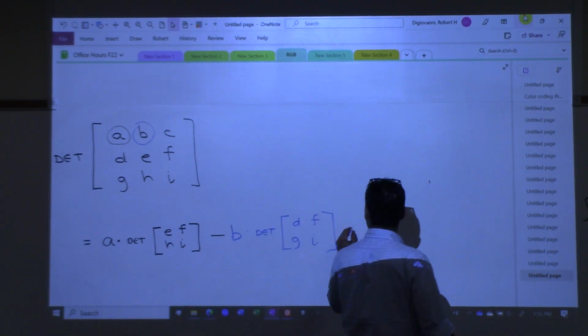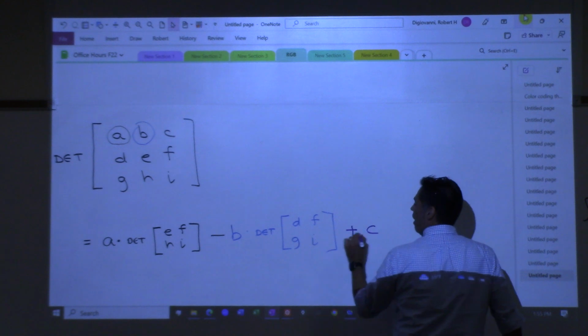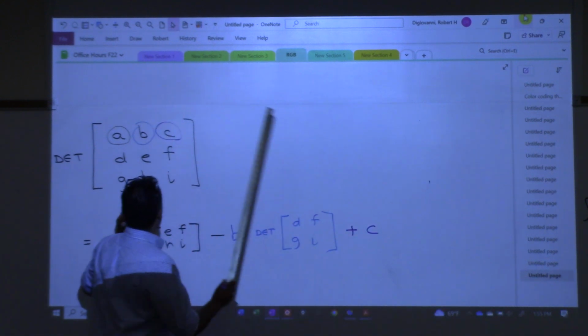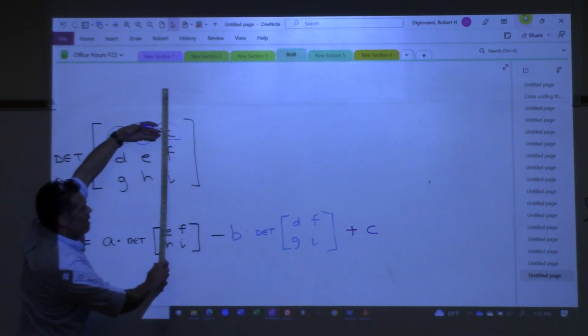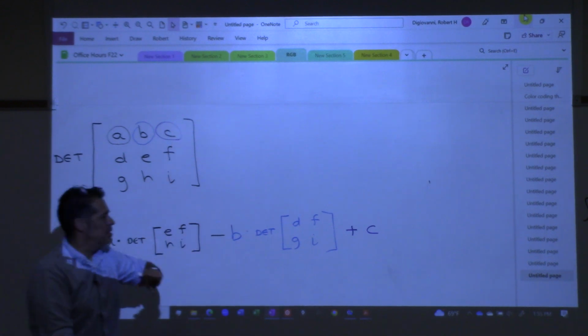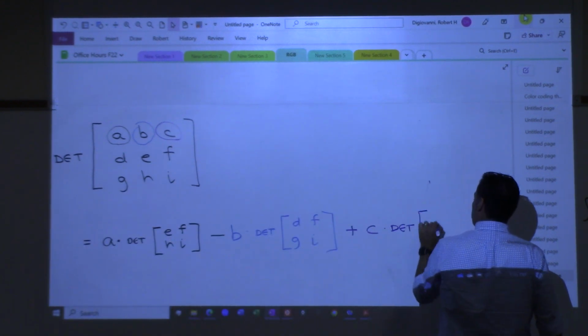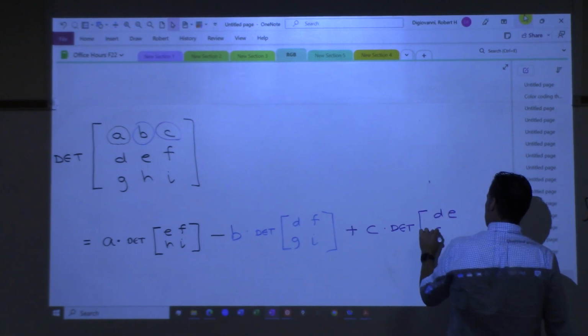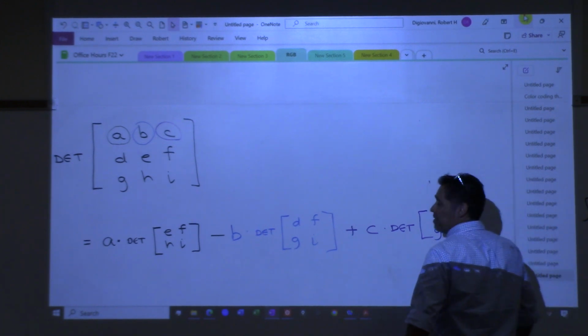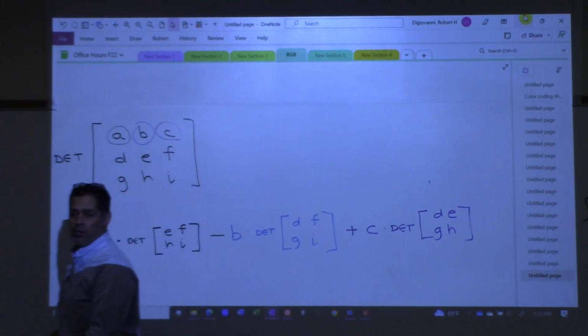This one will be a plus. And then you do the C, right? And when you do the C, you're going to cover that up, and now you do the determinant of that. So times the determinant of DE, GH. And that's it, you're done. You go across the top row and you're done.